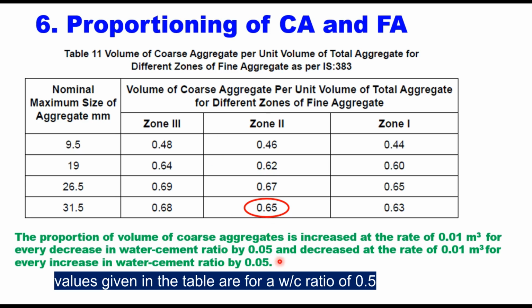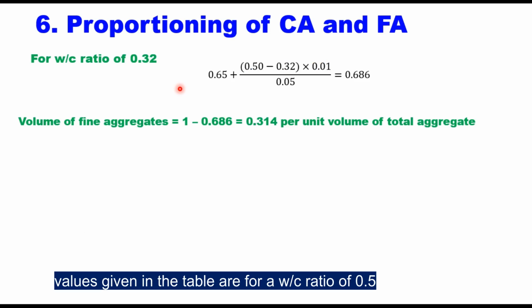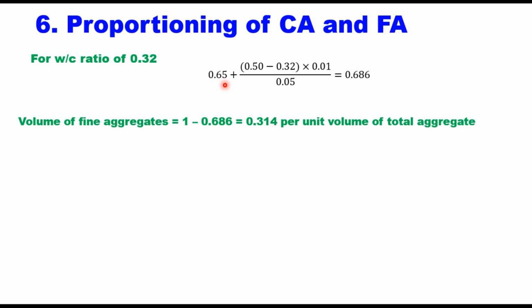Now in our case, the water cement ratio is 0.32, and therefore the actual proportion of coarse aggregate would be 0.65 with interpolation between 0.5 and 0.32, and that is 0.686, and the remaining will be the volume of fine aggregate, 1 minus 0.686, that is 0.314 per unit volume of total aggregate.